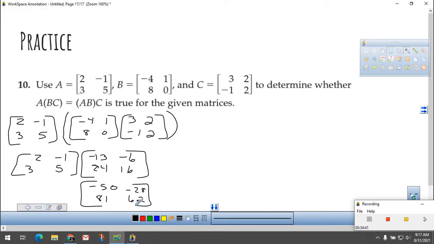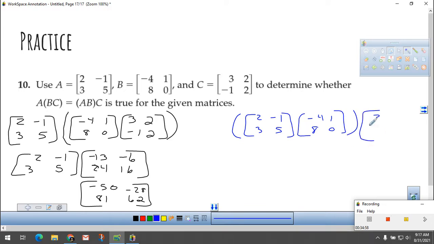So there's that half. Well, let's see what happens this time if you actually multiply matrices A and B first, and then multiply by matrix C.